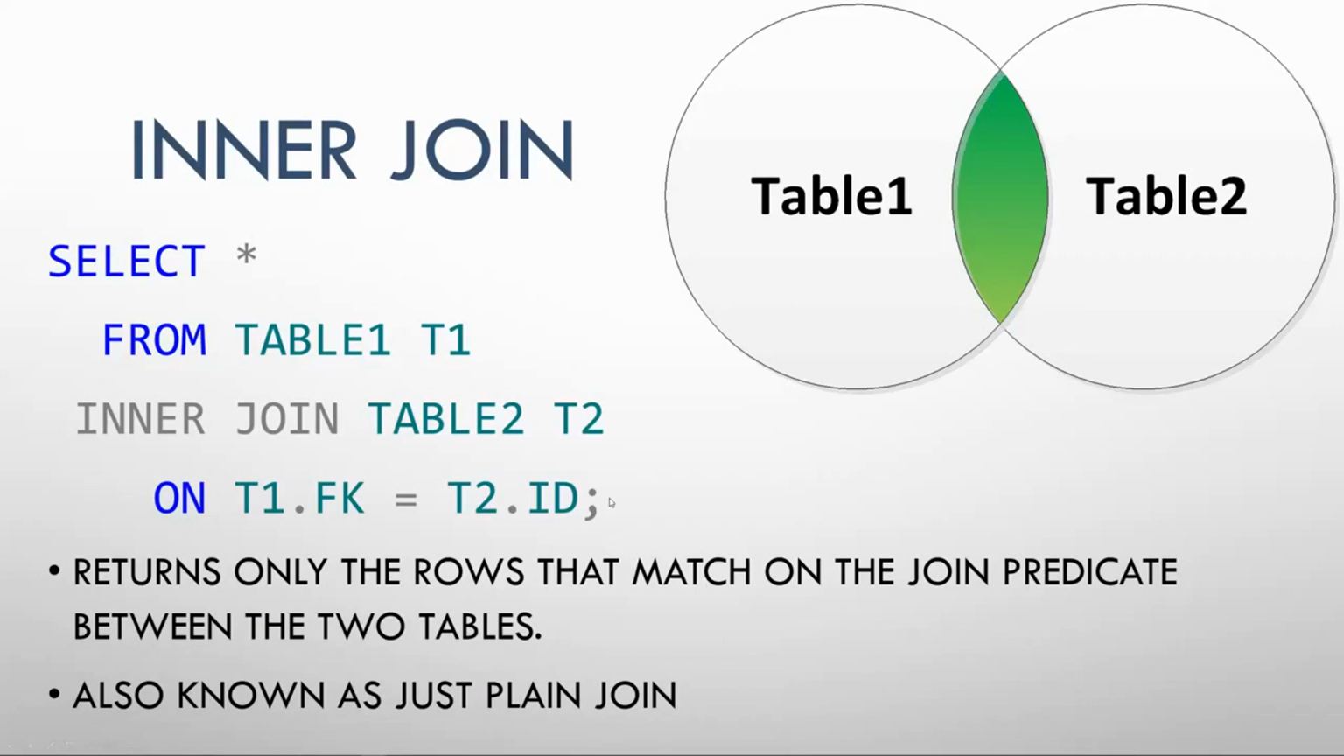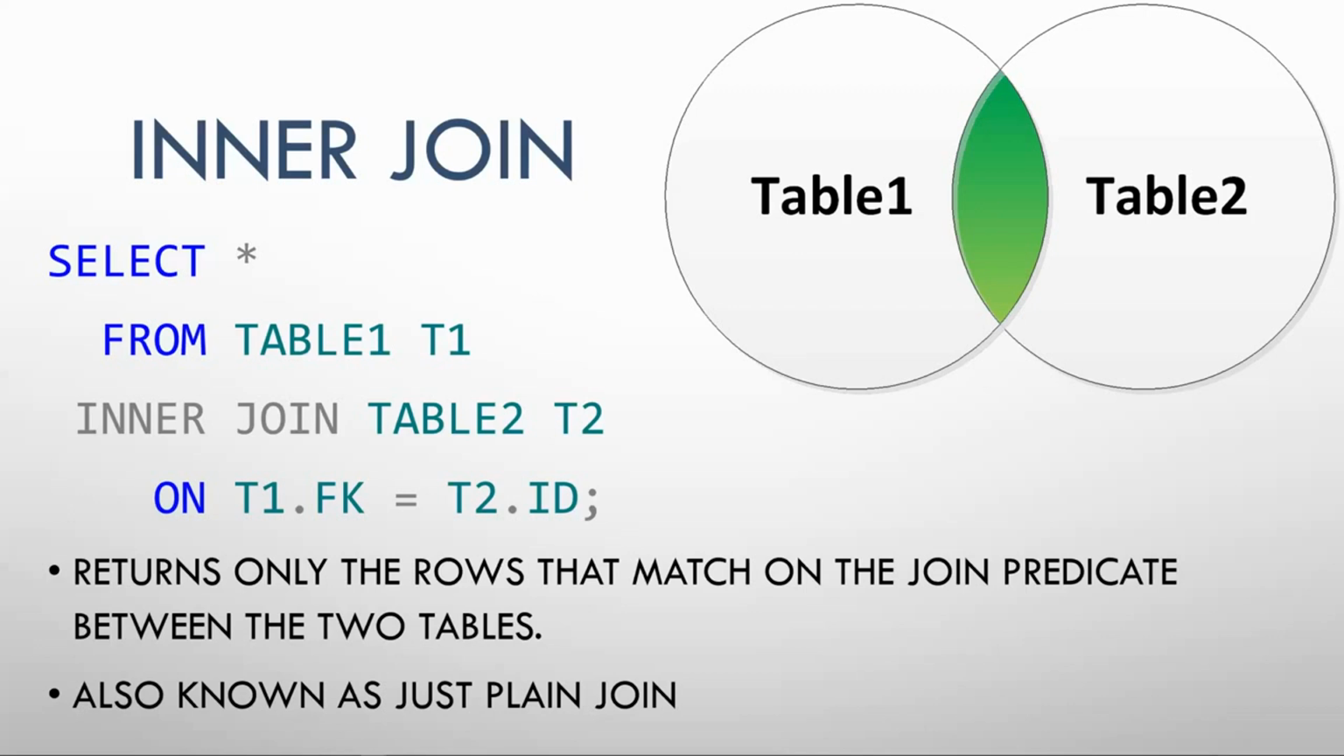And then what this does is it returns only the rows that match on the join predicate. The join predicate is what people sometimes call the on clause. And this is specifying an inner join. It's also known as just a plain join. If you use the word inner join or just the word join, it means the same thing. It's matching on those, and it's only showing you the things that are an exact match.